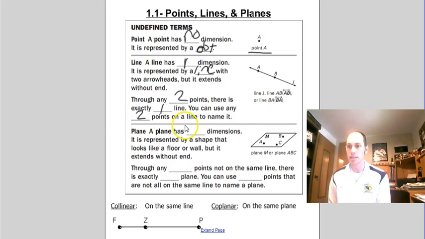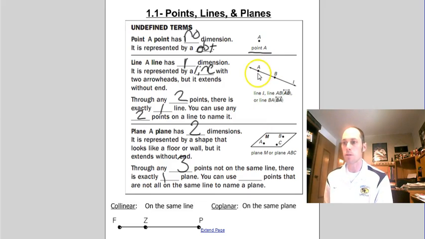A plane, we say, has 2 dimensions. It's represented by a shape that looks like a floor or wall, but it extends in 2 different directions, both laterally and also up and down. So it extends in all directions. In order to get a plane, we need 3 points that are not all on the same line. And there's one plane with those 3 points.